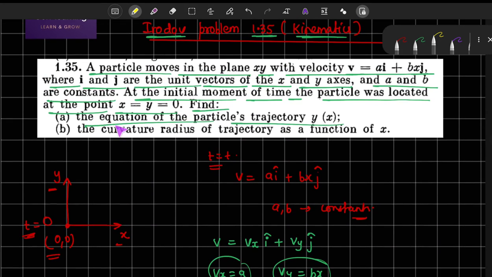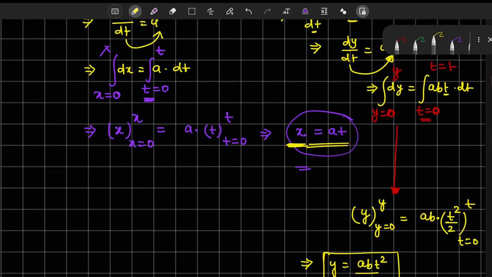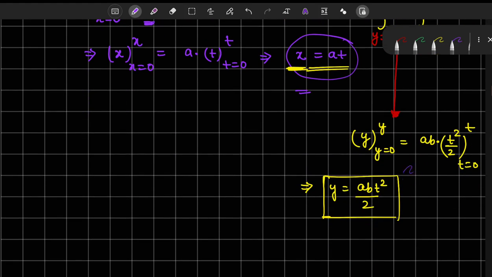But in the first problem it is asking to find the equation of the particle's trajectory, that is y as a function of x. For that we will eliminate t from both these expressions. So let us eliminate t from both the expressions. We can write t is equal to x upon a from this expression, and we can substitute in this equation.